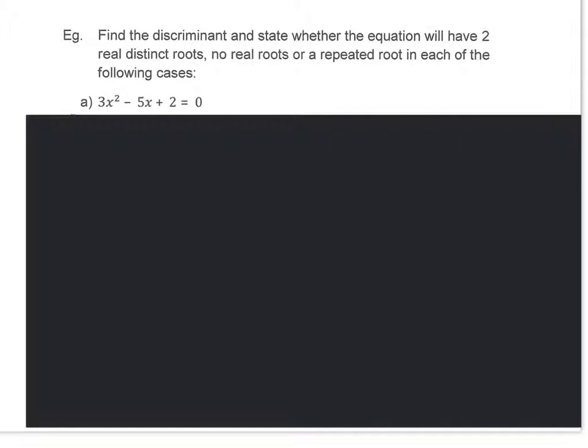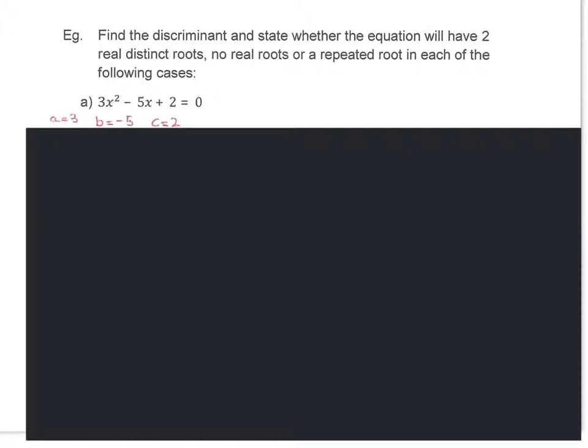Our next couple of examples are to get us to practice finding the discriminant and then using it to state the roots of each of the equations. So as you can see in part A, our equation is 3x squared minus 5x plus 2 equals 0. So the first thing we're going to do is work out our discriminant, which remember is b squared minus 4ac. So we have a being 3, b being minus 5, and c being 2.